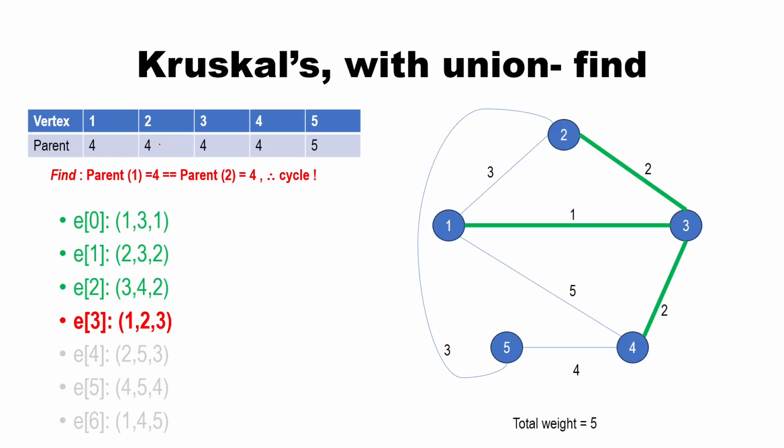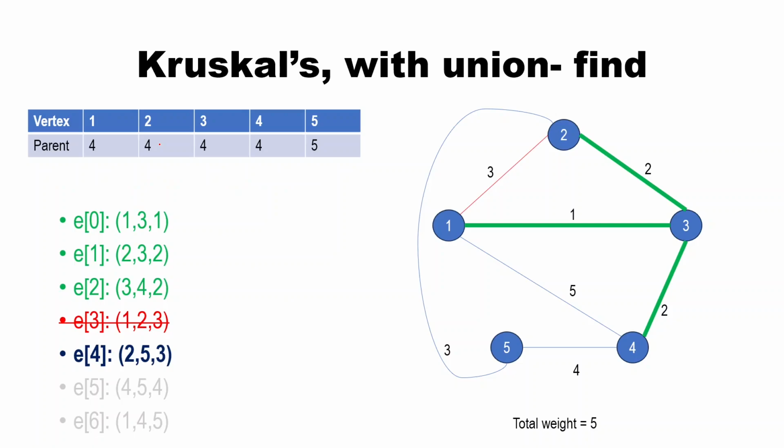Okay, let's move ahead to the next edge. The edge is 2 comma 5 comma 3. Parent of 2 is 4, parent of 5 is 5. So you can add this edge to your forest, or to your minimum spanning tree. Okay, there is no cycle.